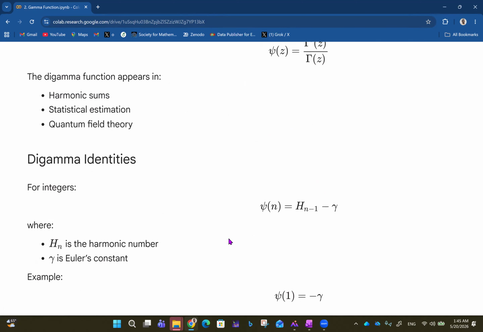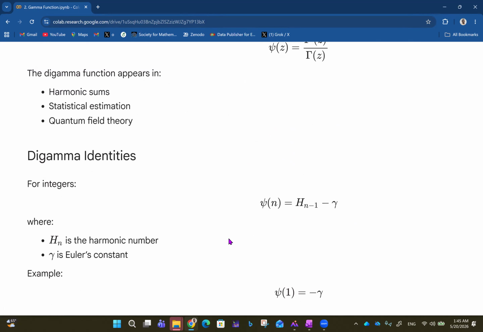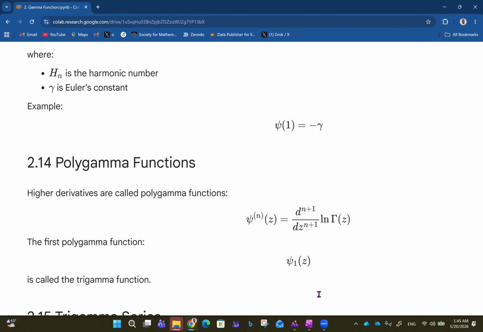So then you have digamma identities. For integers, phi of n is H sub n minus 1 minus gamma, where H of n is a harmonic number and gamma is Euler's constant. So example, phi of 1 is minus gamma, for instance, because here n is 1. So H of 1 minus 1, that's H naught, which can be taken to be 0, and this is minus gamma right here.